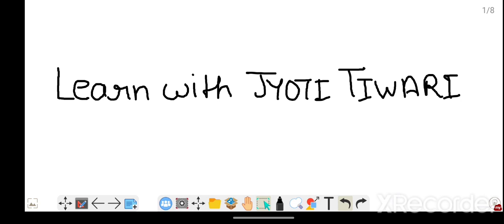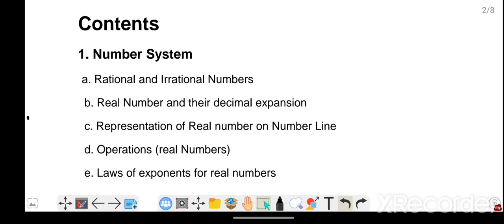We will study here 9th class mathematics. So today I am going to discuss the syllabus of mathematics of 9th class. First chapter is number system. In this we will learn rational numbers and irrational numbers, real numbers and their decimal expansion, representation of real numbers on number line, operations on real numbers, laws of exponents for real numbers.